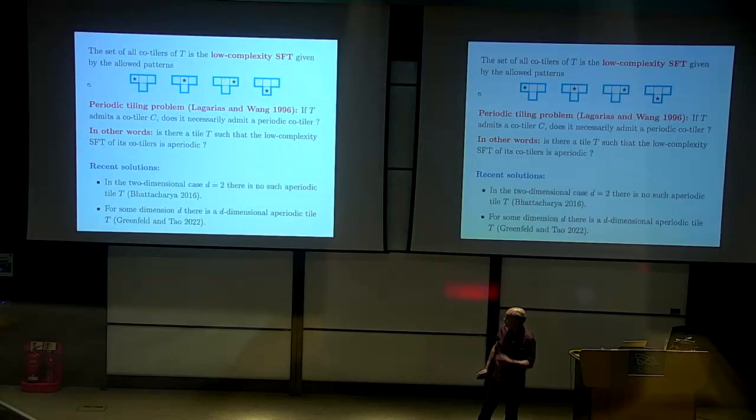And the recent solution, so first of all, in the two-dimensional case, it turns out that there is no aperiodic tile. So Bhattacharya showed in 2016 that in 2 dimensions, for any tile, if it tiles by translates, then it also tiles by translates periodically. But then in the recent result by Rachel and Terence Tao, it showed that for some higher dimension D, there is an aperiodic tile. There is such a low complexity aperiodic SFT defined by the tile.